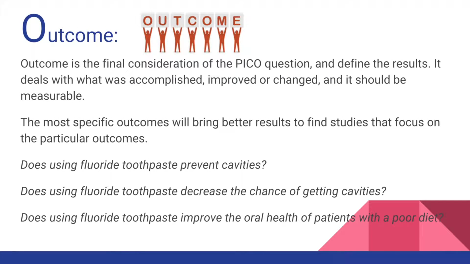Outcome, the O of PICO. Outcome is the final consideration of a PICO question and defines the results. It deals with what was accomplished, improved, or changed, and it should be measurable. The most specific outcomes will bring better results to find studies that focus on the particular outcomes.